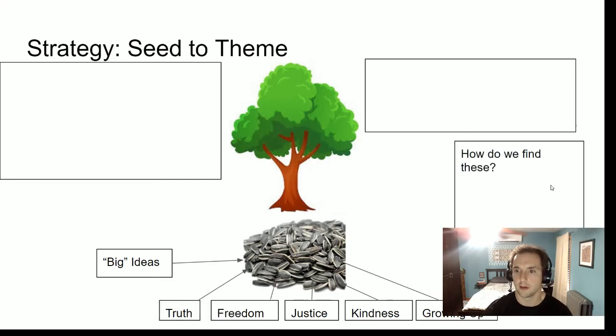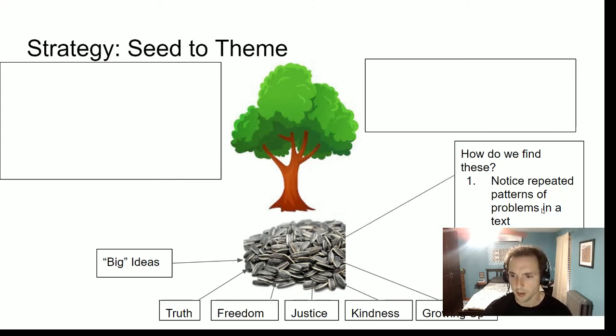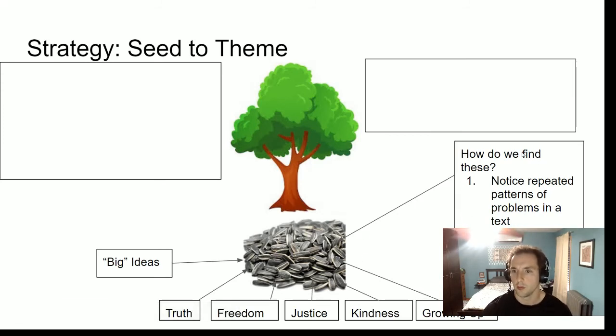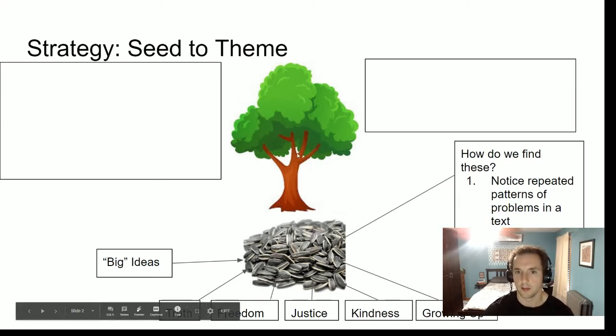You'll find these by noticing repeated patterns or problems in a text. If you continuously see similar patterns or things happening over and over in a text, it's probably a theme that the author is trying to push. And same thing here: notice topics or ideas that are brought up often in a text. So if the character is constantly trying to be just and help people who are not being treated fairly, justice might be the idea that we see over and over and over again. And so when we can find these big ideas, then we can grow them into a theme, right?